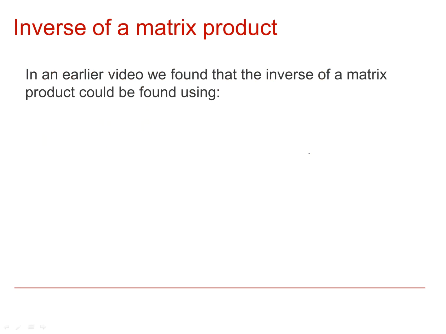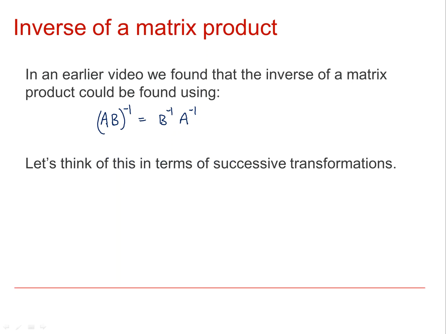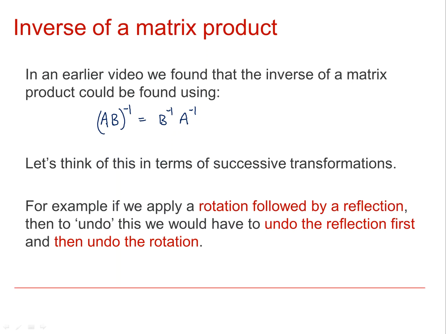In an earlier video, we found that the inverse of a matrix product could be found by using this identity. The inverse of the product AB is equal to the inverse of B multiplied by the inverse of A. This is what we expect. Let's think of it in terms of successive transformations. If we apply a rotation followed by a reflection, so that in our example above the rotation is B and the reflection is A, then we need to undo the reflection first and then undo the rotation. And that works.